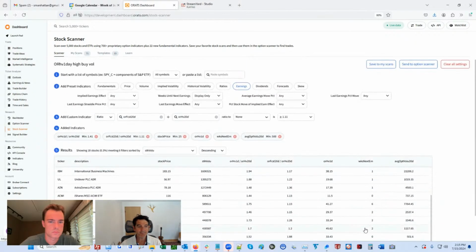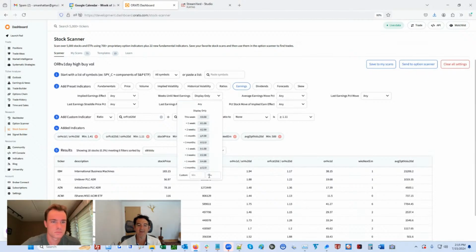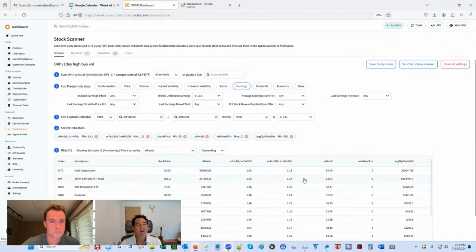if I just put display only, we'll want to find, like, if it's 13 weeks or 12 weeks, that's a typical cycle in earnings. So I want the weeks to next earnings to be less than 10 or something. And that will take out all of the stocks that have had earnings just recently.